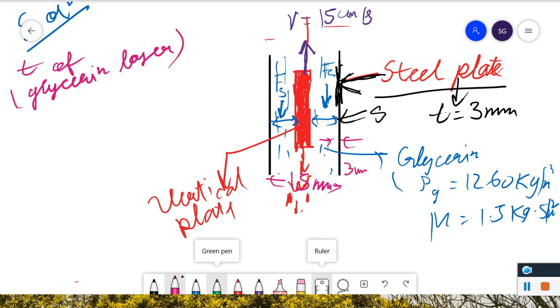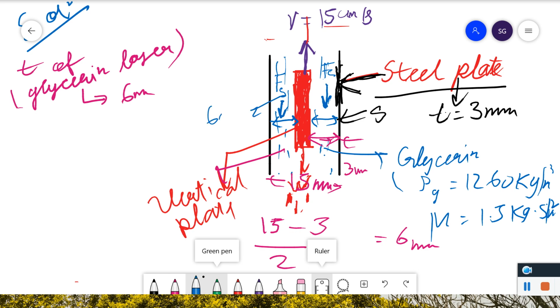And we need to calculate this. By simple geometry, you can calculate it: 15 minus 3 upon 2, since it is at the center. So this is 6 mm. The thickness of the glycerin layer is 6 mm. This layer is 6 mm thick.